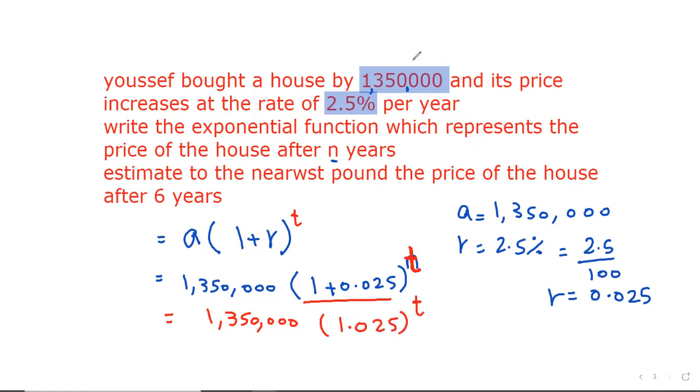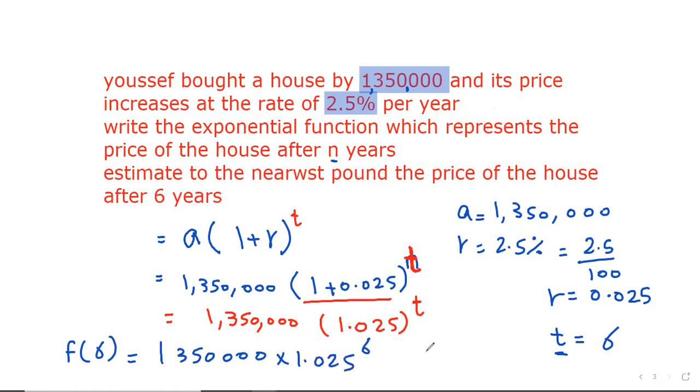If you want to find the price of the house after 6 years, then instead of t you will write 6. This is the time. So it will be f of 6, which is 1,350,000 times 1.025 raised to the power of 6. By using the calculator, we get 1,565,586.